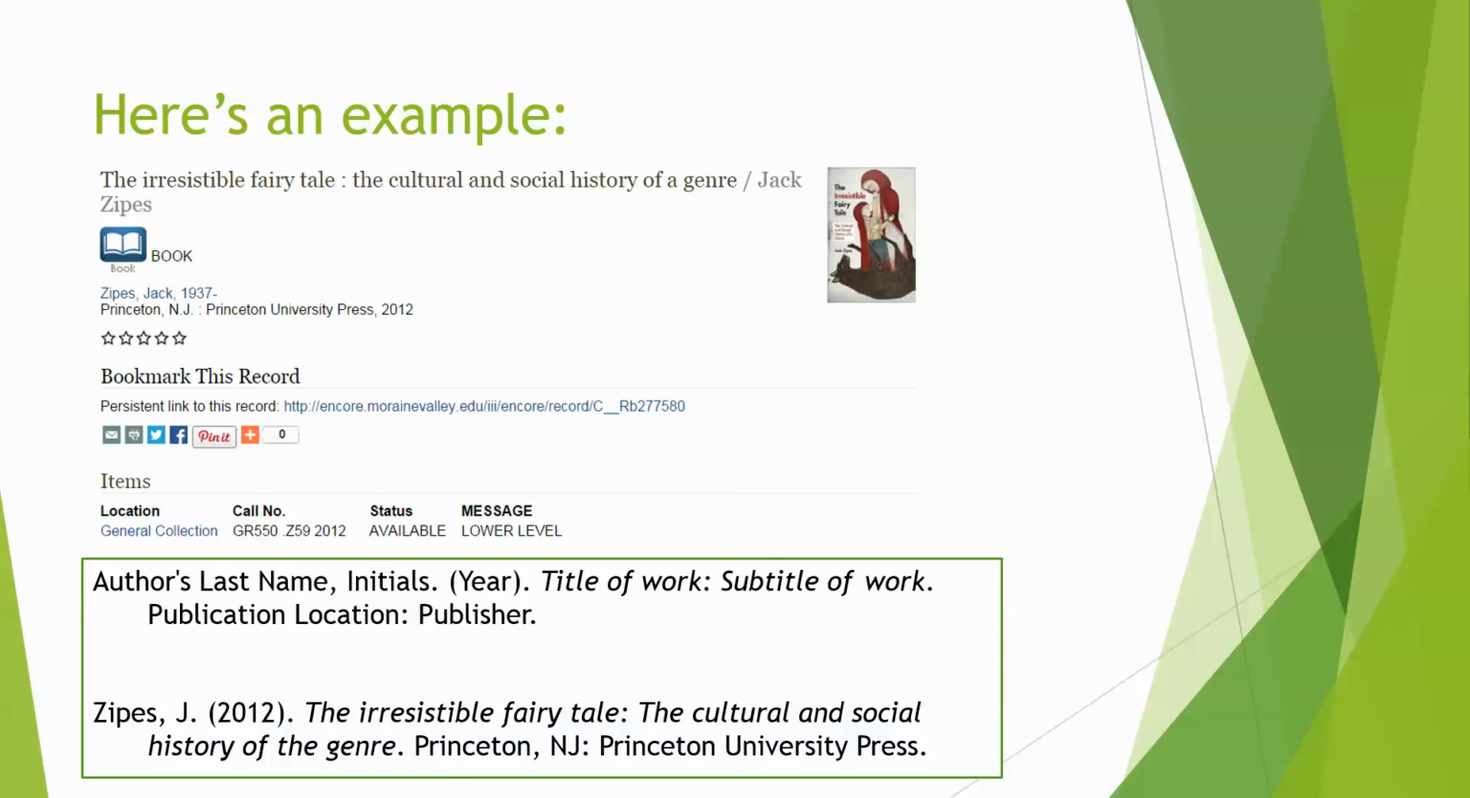The exception to the capitalization rule is proper names and places. So if Chicago appeared in the title, maybe it was titled The Irresistible Chicago Fairy Tales, Chicago would be capitalized. Lastly, we have the location, which is Princeton, New Jersey, followed by a colon and the name of the publisher. Notice New Jersey is abbreviated to NJ.